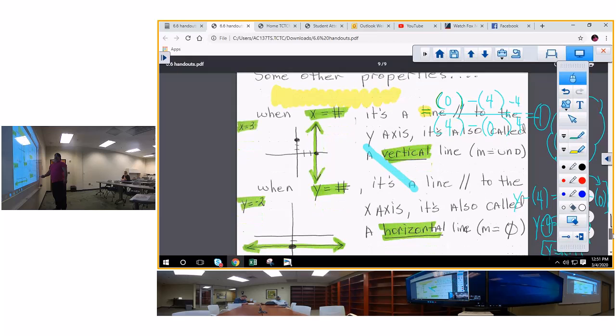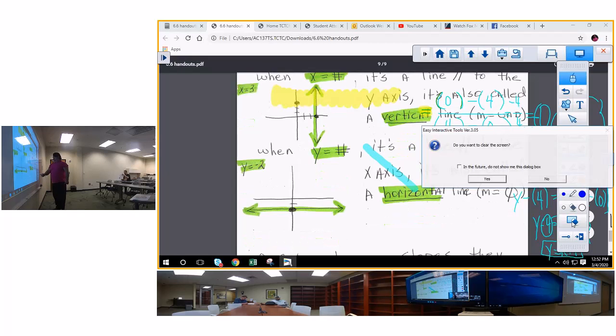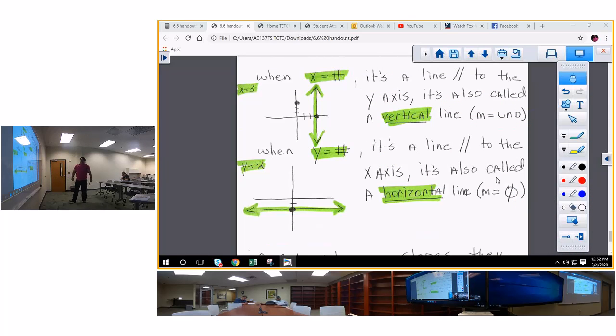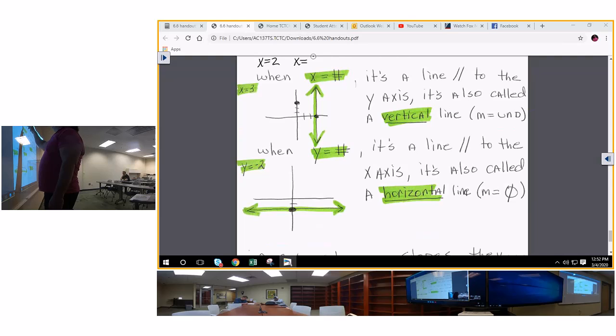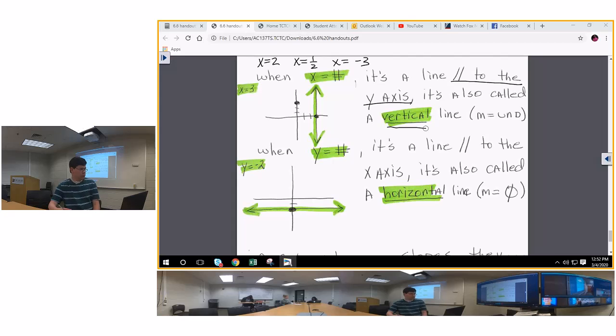Some other properties. When x is equal to a number, write that down. Let me give you some examples. X is equal to 2. X is equal to 1/2. X is equal to negative 3. When x is equal to a number, it's always going to be parallel to the what axis? Parallel to the what axis? Therefore, it is called a what line? And therefore, slope is undefined.